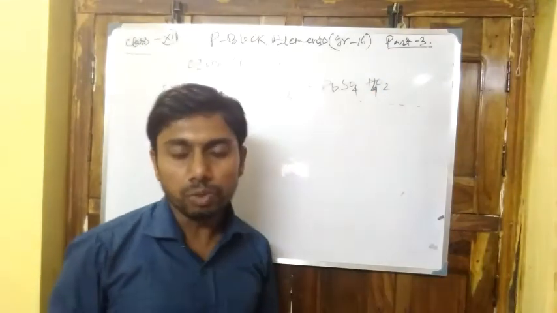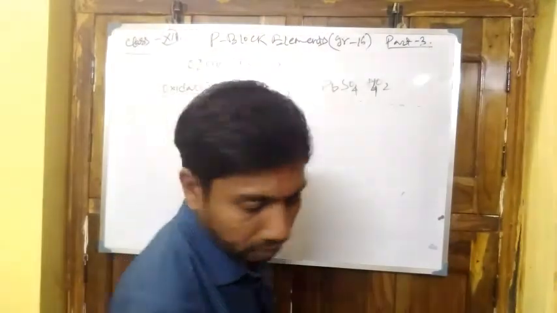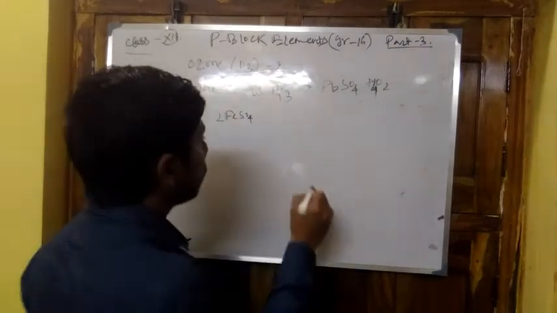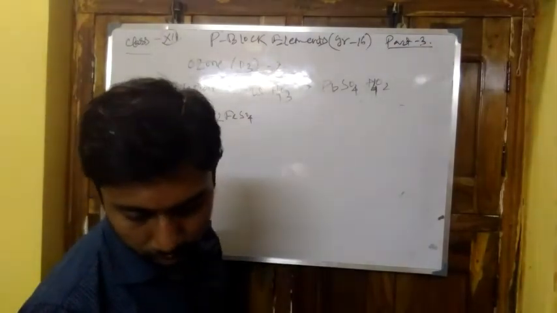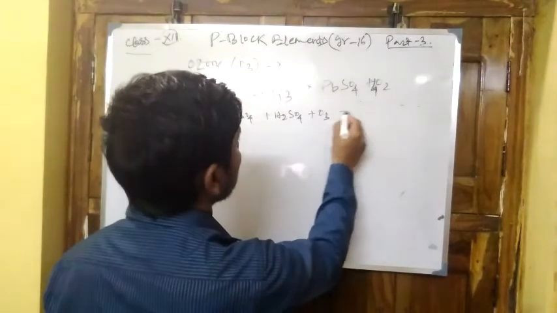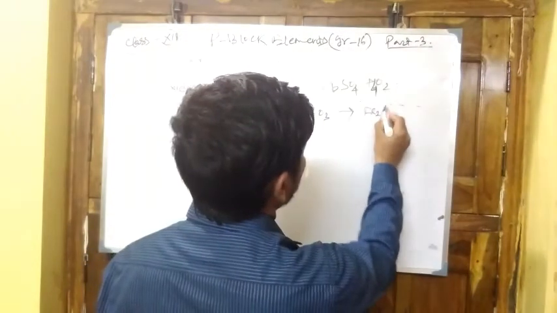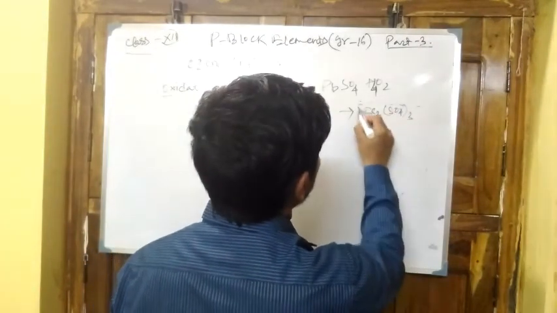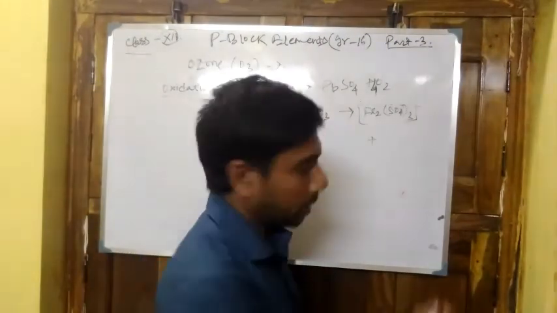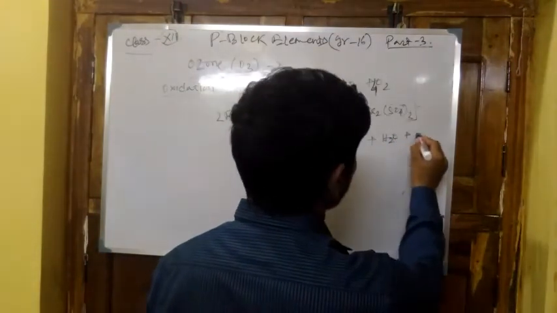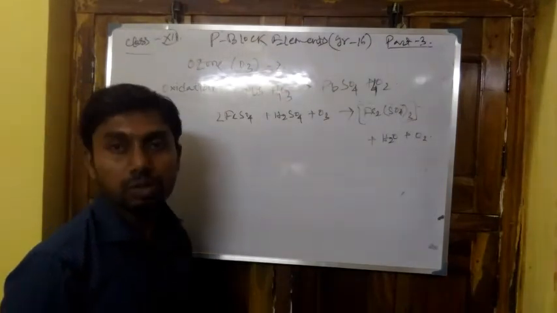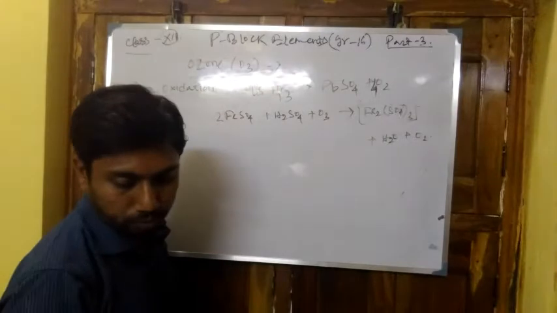In the same way, it will also oxidize acidified ferrous salt to ferric salt, that is FeSO4 plus H2SO4 plus O3 forming Fe2(SO4)3 plus H2O plus O2. What are the balancing factors? 2FeSO4 plus H2SO4 plus O3 gives Fe2(SO4)3 plus H2O plus O2.